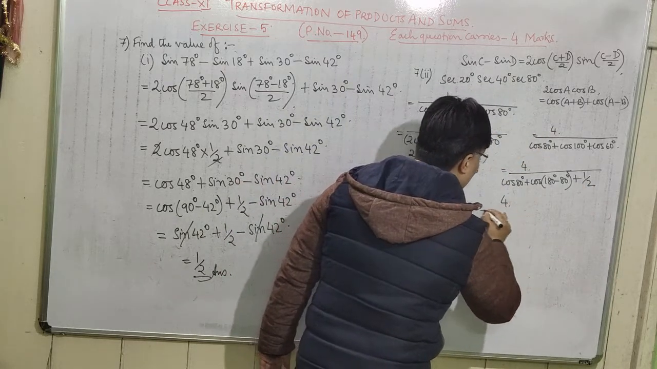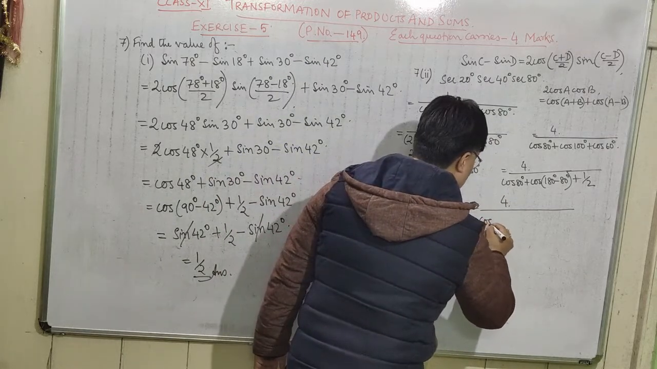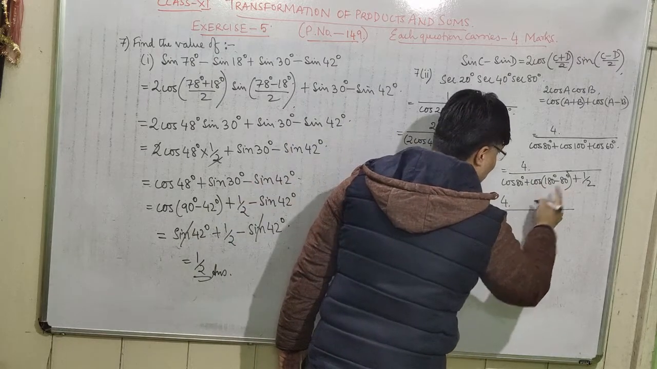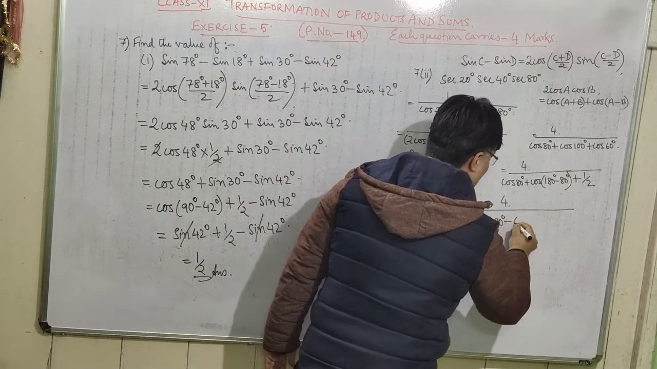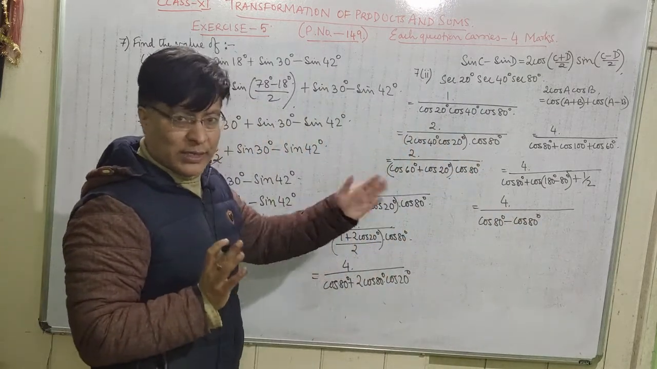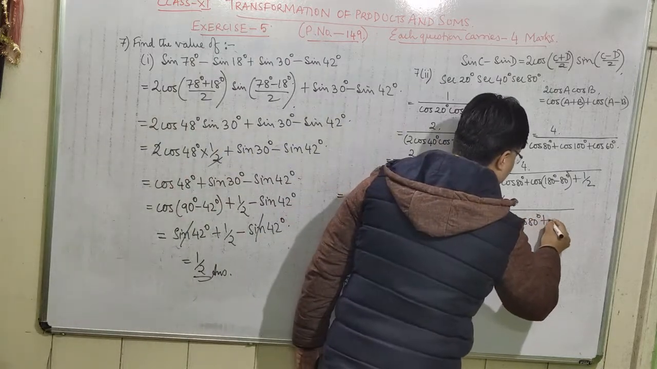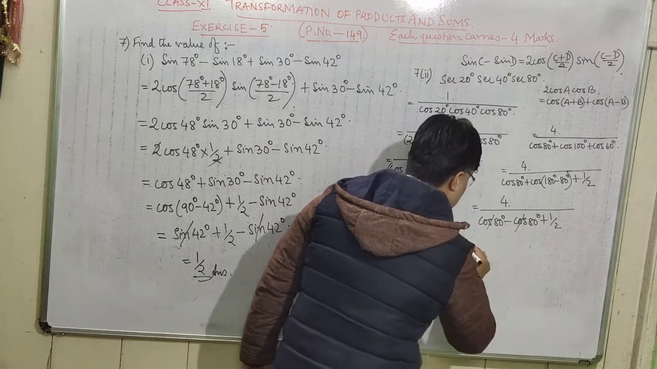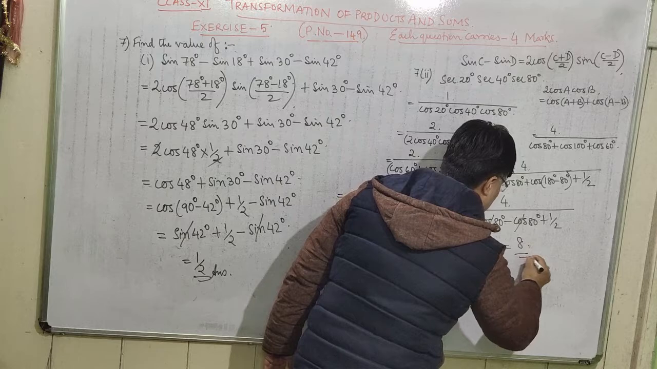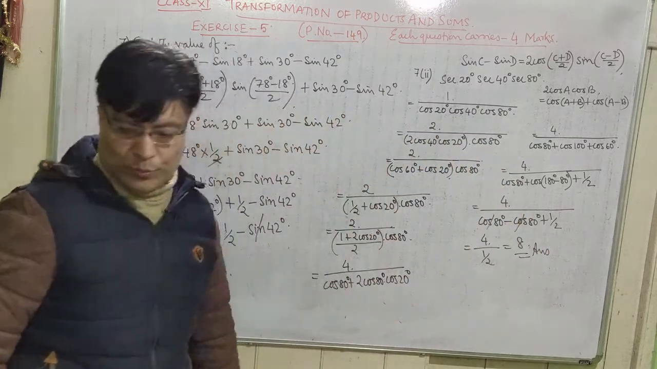Which is equal to 4 divided by, cos 80 degree kept as it is. Cos 180 minus theta is minus cos theta. You know this formula, I don't have to tell you this formula because you know it, right? Cos 180 minus theta is minus cos theta, plus half. And this gets cancelled. 4 divided by half is equal to 8. So this is the final answer for this question number 2.